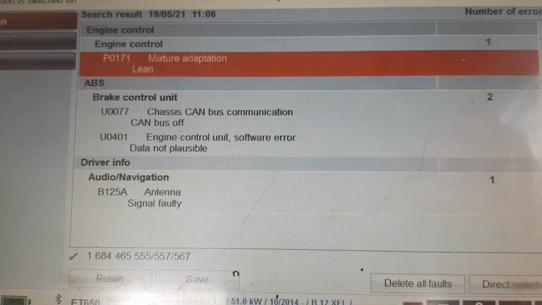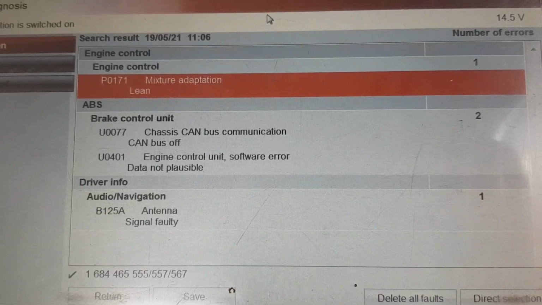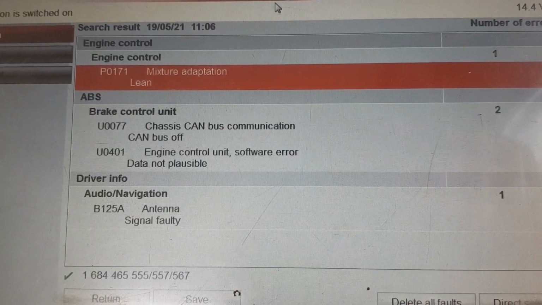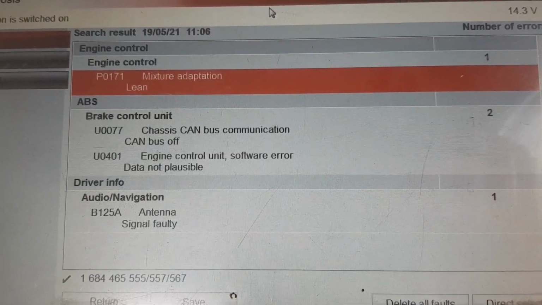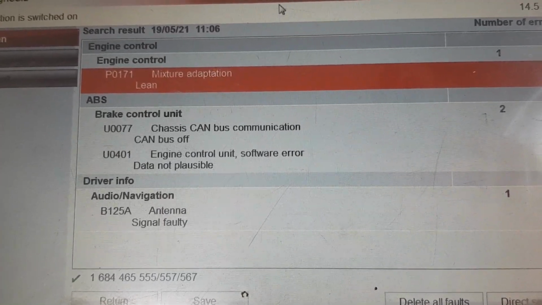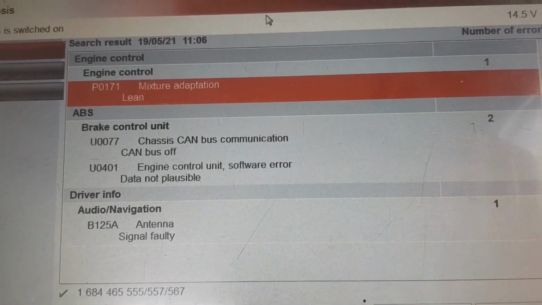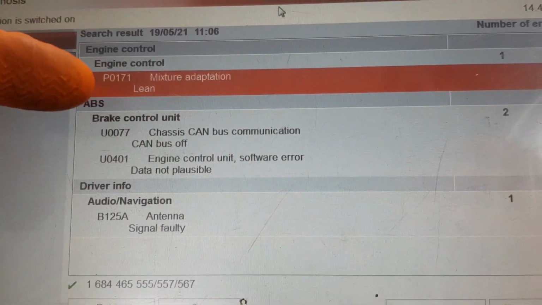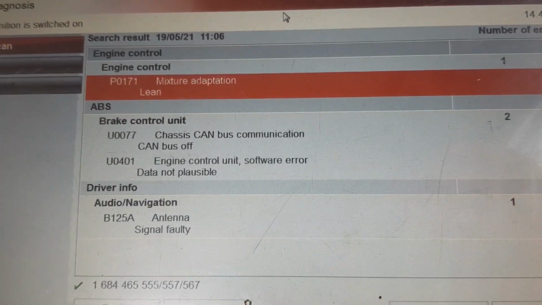Okay, so our engine codes and ABS codes, I've done a full scan on this, this is all the codes in the car. So we've got a P0171 lean mixture adaption. And in the ABS, we've got a U0077, which is a CAN communication bus off fault, and we've got a U0401, which is engine control unit software error, data not plausible. My initial thoughts with an intermittent light is that these might be related, especially seeing as data not plausible and we have an engine fault as well.